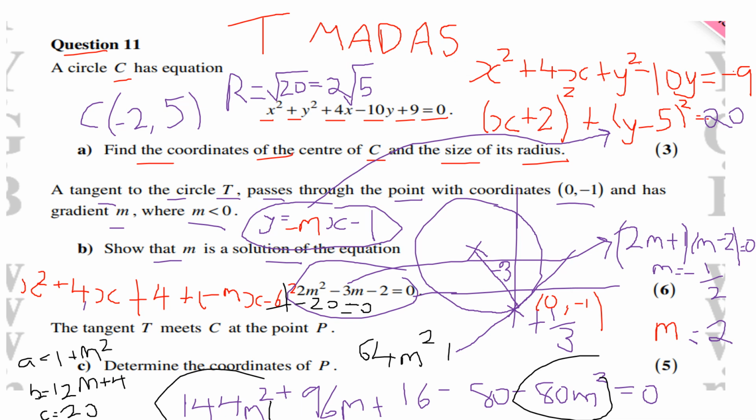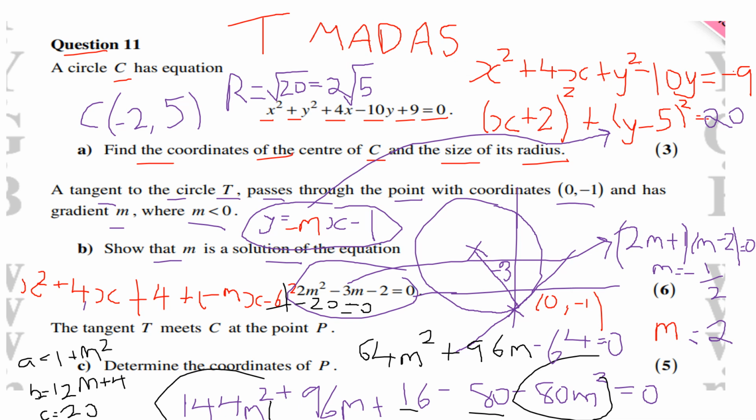plus 96m, if I'm not mistaken. And then we've got 16 minus 80. So what will that be? So 80 minus 16 will be, yes, it'll be minus 64. Is equal to 0. Okay.